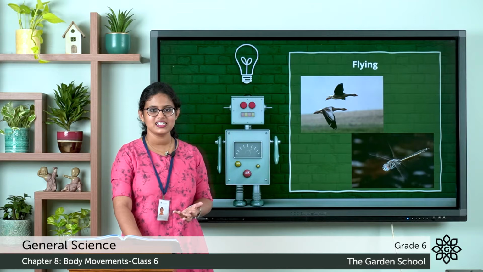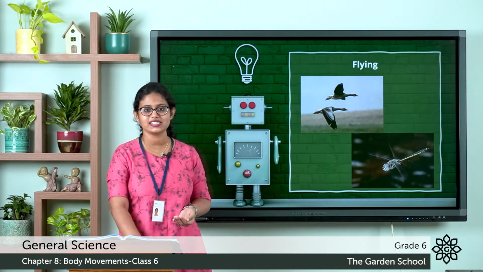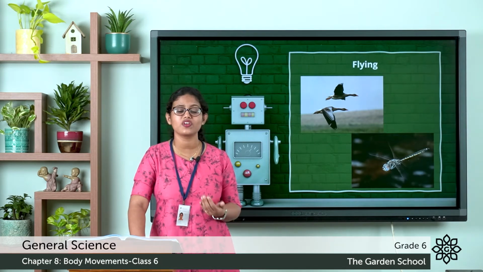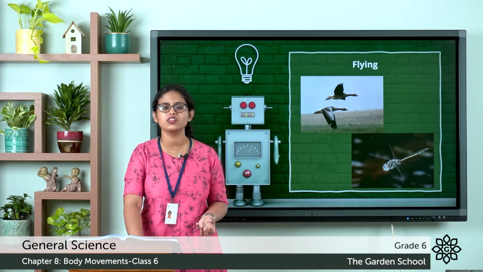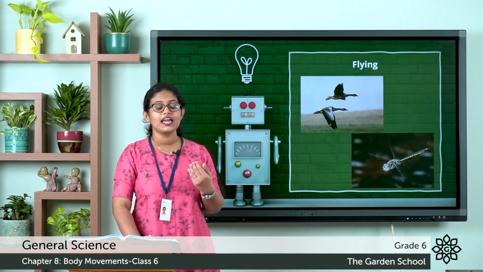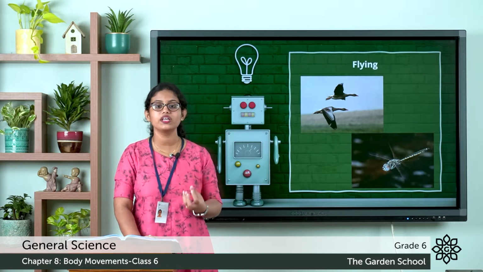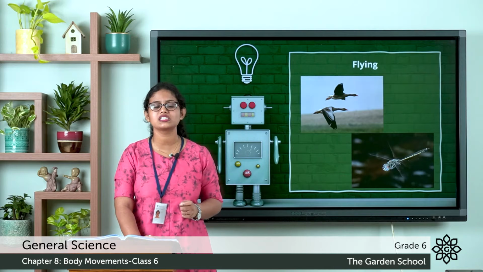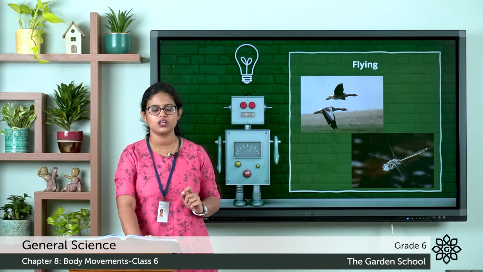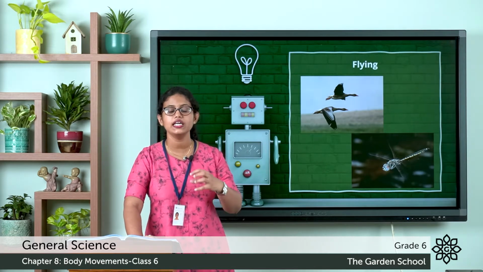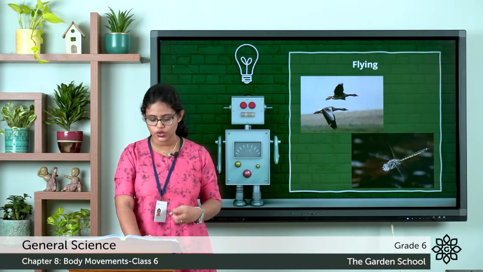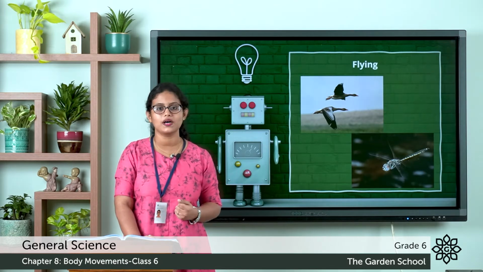Birds can fly. They fly with the help of their wings. What about insects? Most insects can fly and walk. They fly with the help of their wings. In insects, the wings are made up of thin layer of cuticle, and the wings are attached to the thorax region, the middle region of the insect's body, with the help of muscles.